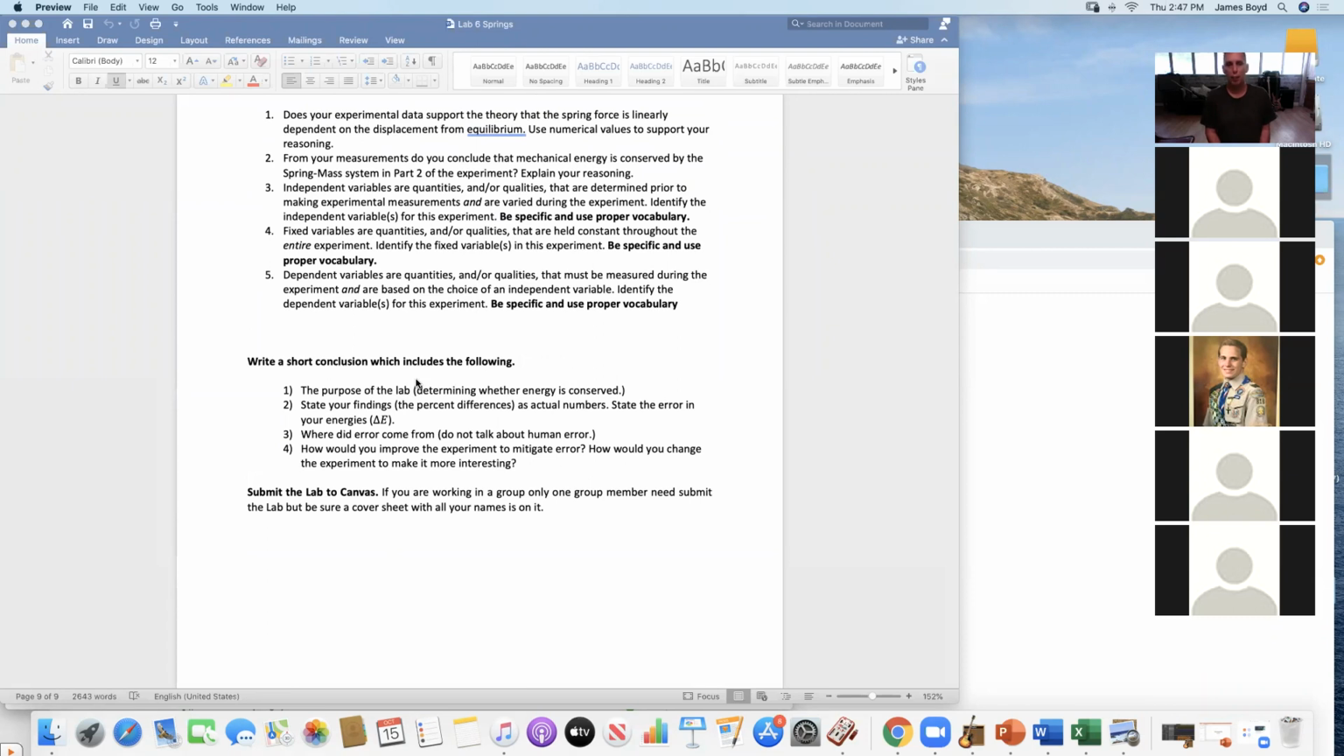Purpose, I just want you to say, yeah, was energy conserved. State your findings, which means give me the percent differences for the different trials. Give me K. It doesn't say K on there, but you should definitely tell me what you found for K and the error associated with it. Where did the error come from?